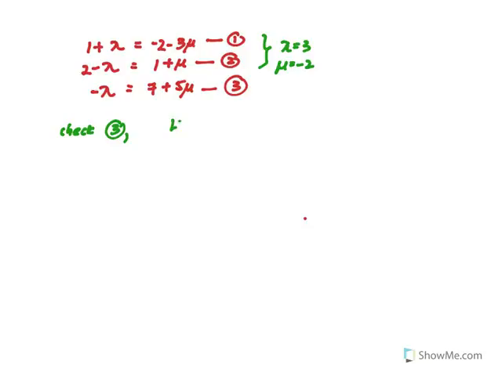So for equation 3, our left hand side is negative lambda. When we check equation 3, we don't just write down an equal sign. Check: left hand side equals negative 3. Right hand side equals 7 plus 5 of negative 2, which also equals negative 3. This is how you prove it. We cannot assume equality from the start.